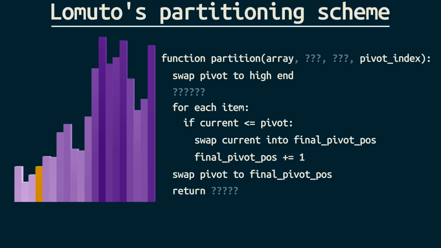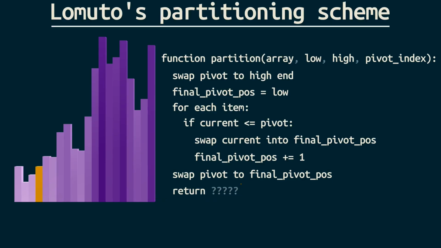And partition will get called for different sections of the array as I recursively quicksort. So we won't always start at 0 and go to the end. Partition needs to know which part of the array we're doing right now. So send in low and high to specify this range. This next group of question marks is for the initial value of final pivot position. We started at 0 in the example, but we may not start there for subsequent calls. So we should initialize this to low.